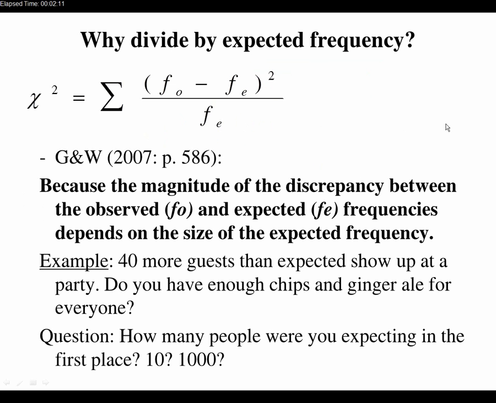All right, why divide by the expected frequency? Gravetter and Wallnau say that the magnitude of the discrepancy between the observed frequency and the expected frequency depends on the size of the expected frequency, not the observed frequency. The example is 40 more guests than expected show up at a party. Do you have enough chips and ginger ale for everybody? Question: how many people were you expecting in the first place? 10 or 1,000? It's the expected that makes the difference.